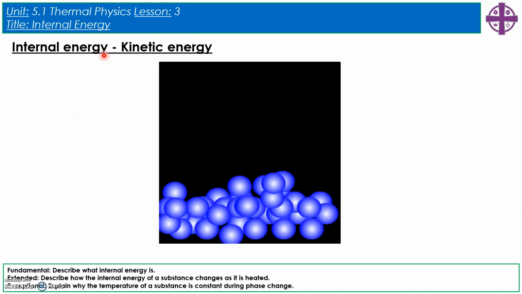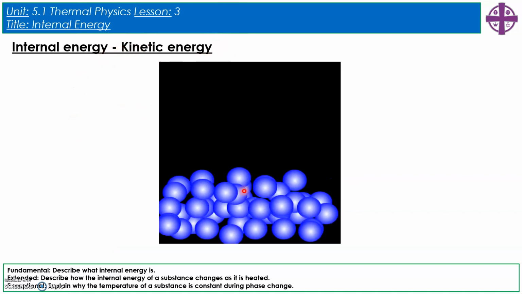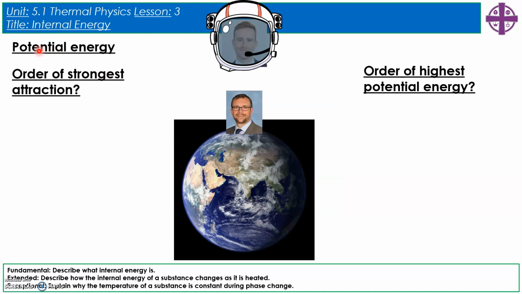So internal energy is partly made of the kinetic energy, the motion of the particles, and it's also made of the potential energy. This is an analogy I quite like. This is the one I was talking about. So here we've got the Earth, here we've got Mr. Miles on the surface of the Earth, and here we've got me living out my dream as an astronaut, very far away up in space.